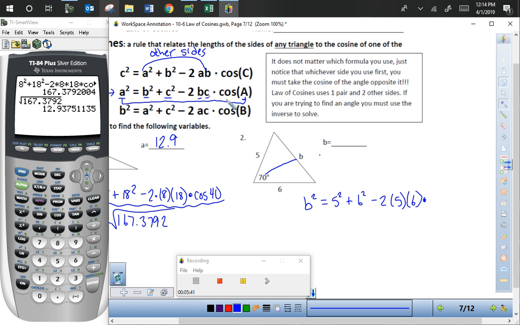And then times cosine of our angle. Our angle is 70 degrees. Once again, b is on its own side, so we get to type in all of this in our calculator.